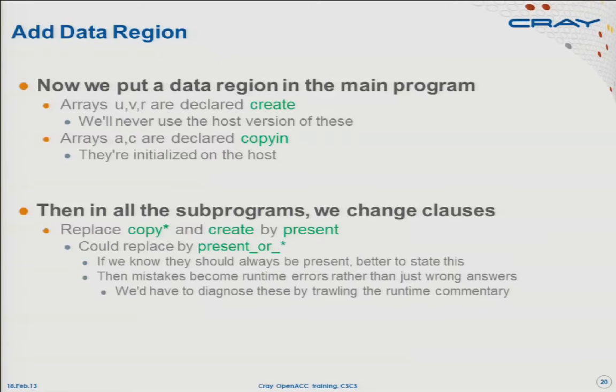The main data arrays, U, V, and R, you can now call them create, because you initialize them on the GPU, you process them on the GPU, there's no data transfer at all. There's a couple of little parameter arrays which you copy in, but that's done right in the initialization, it's not important. And of course, in all of your kernels, if you'd said copy or create in the individual kernels, you now change it all to present, because you've got this outer data region.